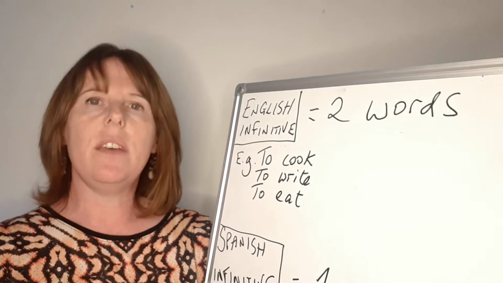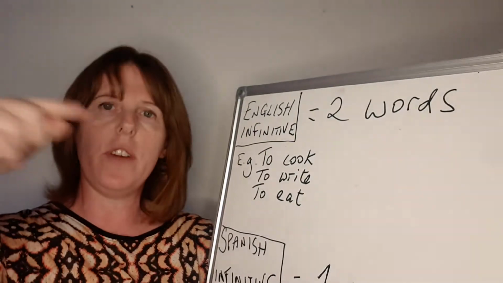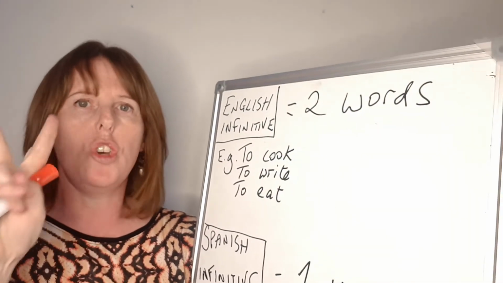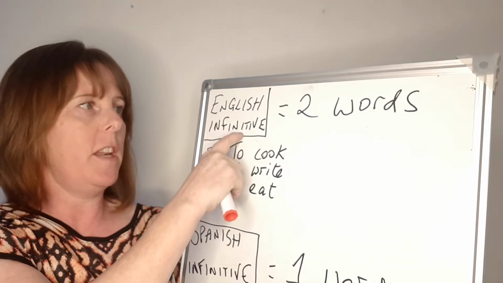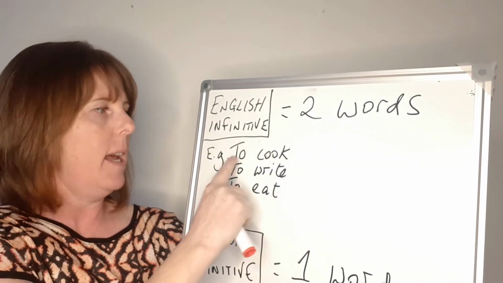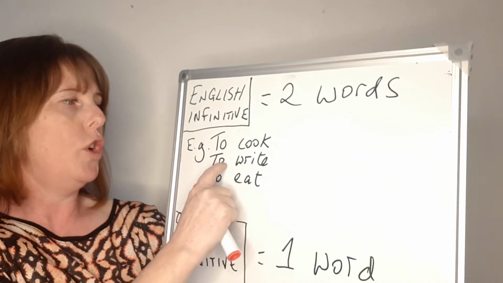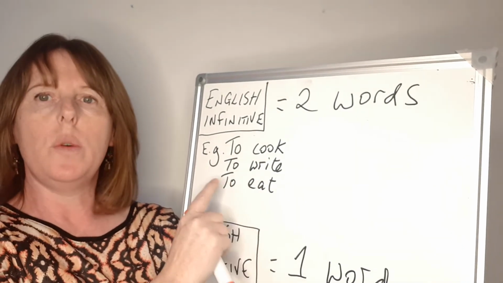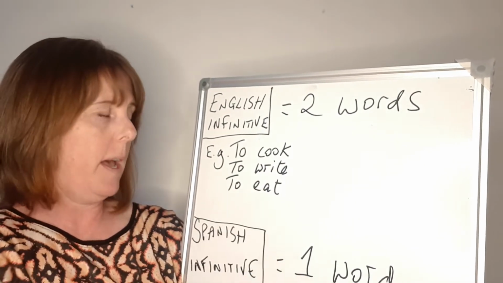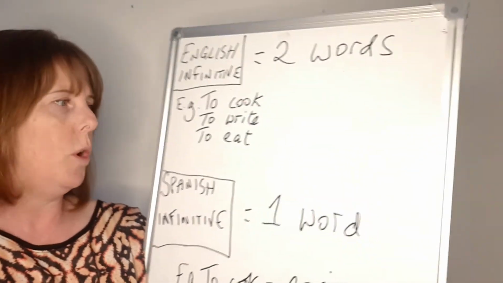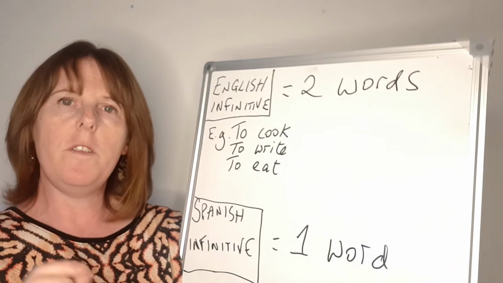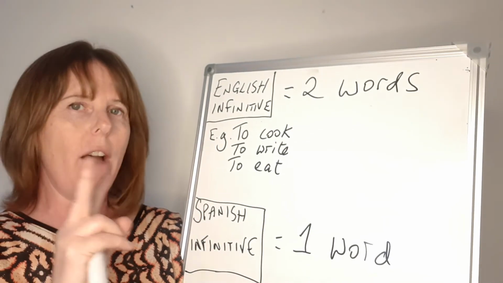An English infinitive, the whole pie before you split it into those 6 parts, is 2 words. For example, to cook, to write, to eat. So it's "to" plus the doing word. 2 words. It will always have that "to" there. A Spanish infinitive is different. It does not have 2 words.